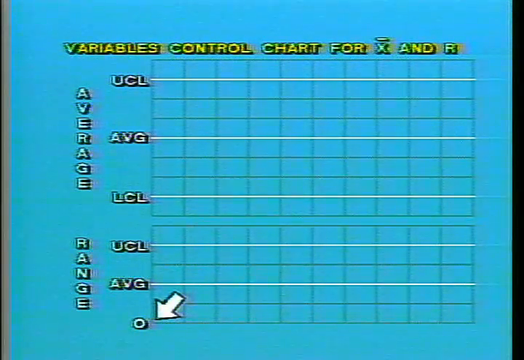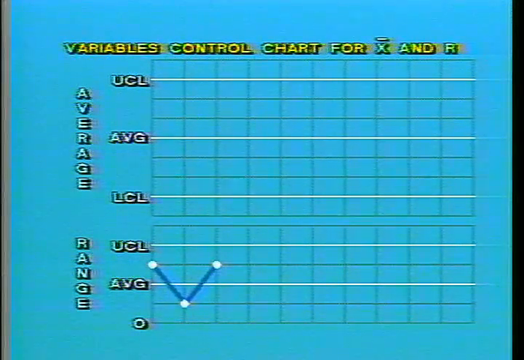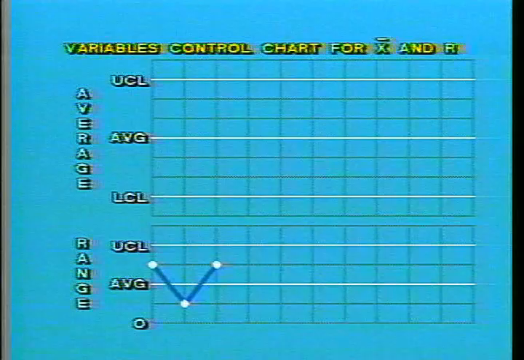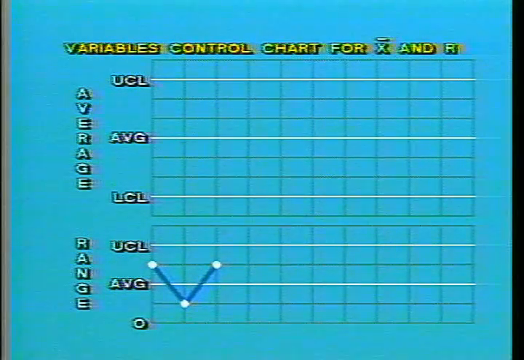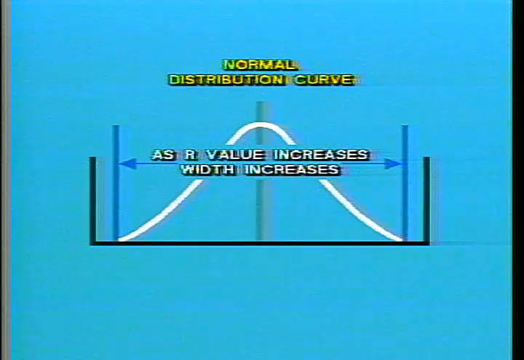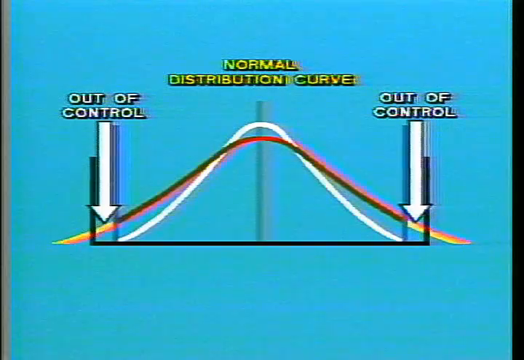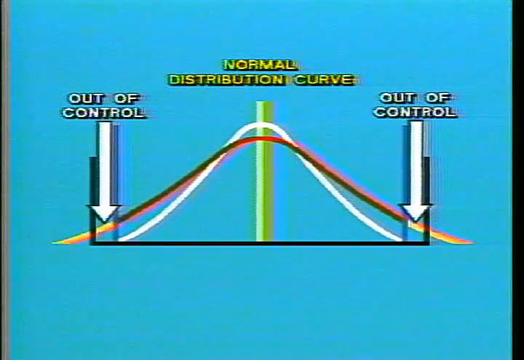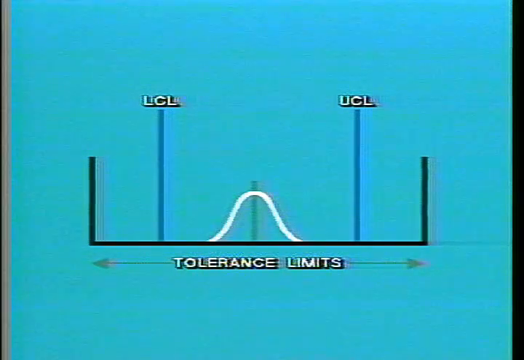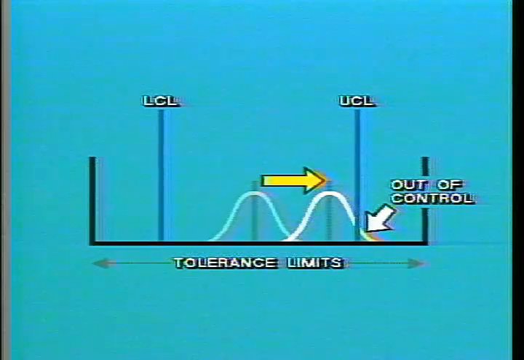The horizontal scale line is divided into numbers for each subgroup measured. The range values are plotted on the R chart, just as the average values are plotted on the X-bar chart. If the R values increase, the width of the normal distribution curve will widen at the base. Now you can see why both charts are needed. It is possible for the average size to remain the same, while the range can be out of control. The opposite is also true. The range may be in control, while the average size may shift and be out of control.